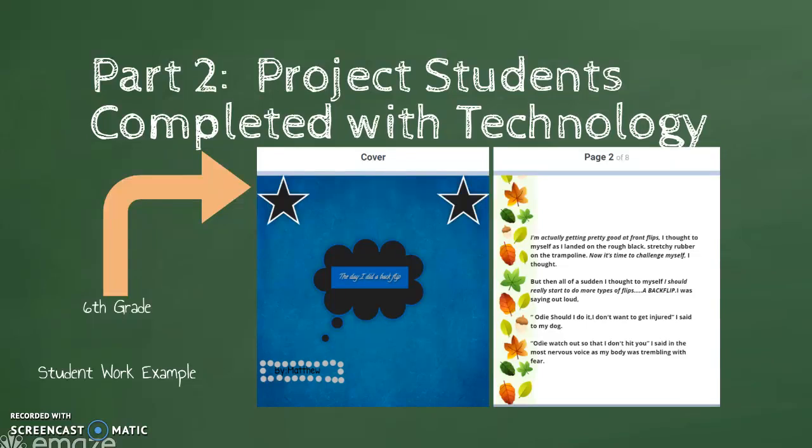This is the cover and first page of a 6th grade student's published personal narrative using Book Creator.